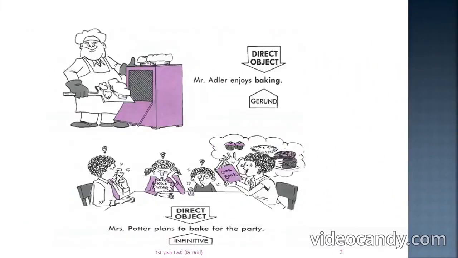Notice that in the simple sentences, sometimes we find direct objects in the form of a gerund or an infinitive. Look at the first example. Mr. Adler enjoys baking. What does Mr. Adler enjoy? He enjoys baking. Baking is the direct object. In the second example, Mrs. Potter plans to bake for the party. What does Mrs. Potter plan? She plans to bake. This is the direct object.